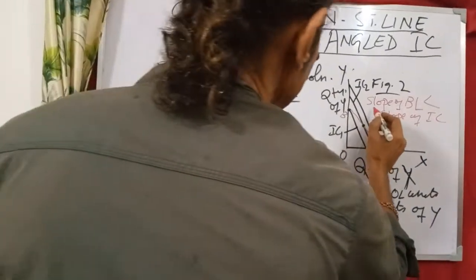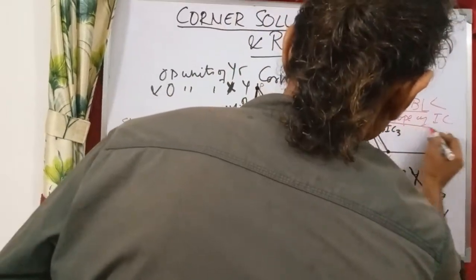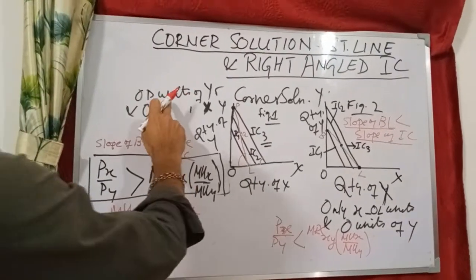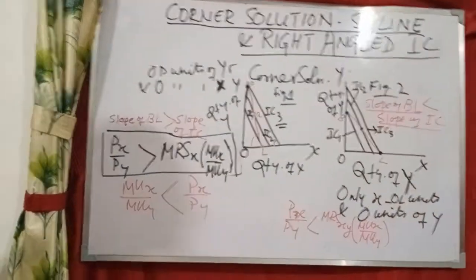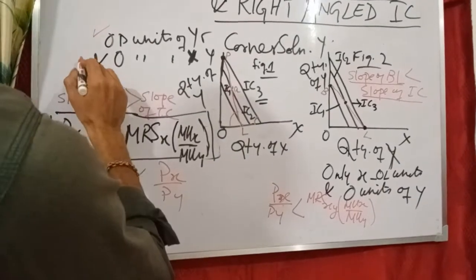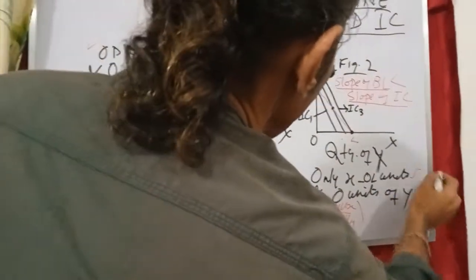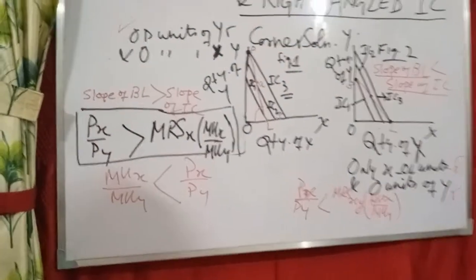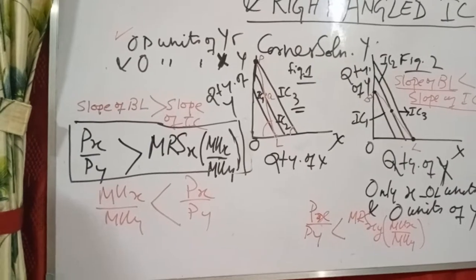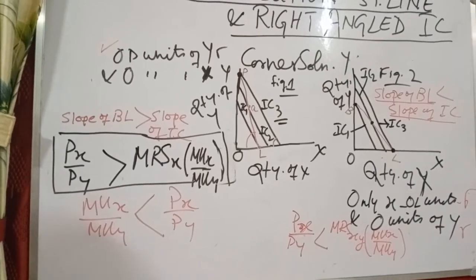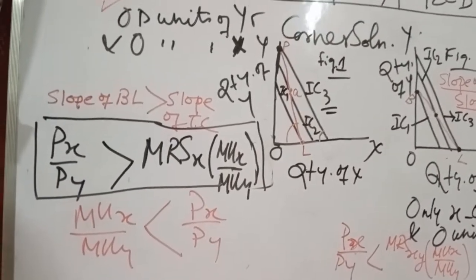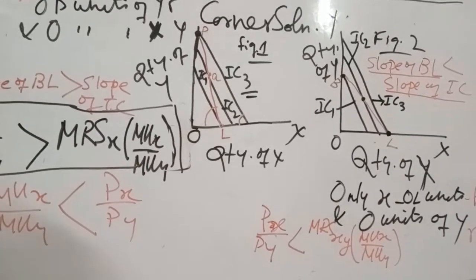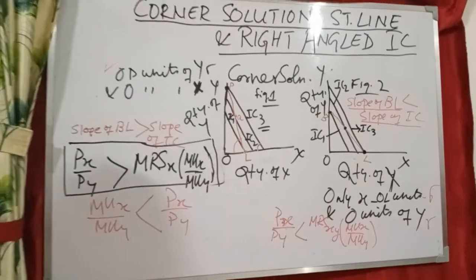So when this happens, that is, when the slope of the budget line is less than the slope of the indifference curve, the consumer purchases only X, and when the slope of the budget line is more than the slope of the indifference curve, the consumer purchases only Y. That is, here OP units of Y and 0 units of X, here OL units of X and 0 units of Y. These are the corner solutions for straight line indifference curves.